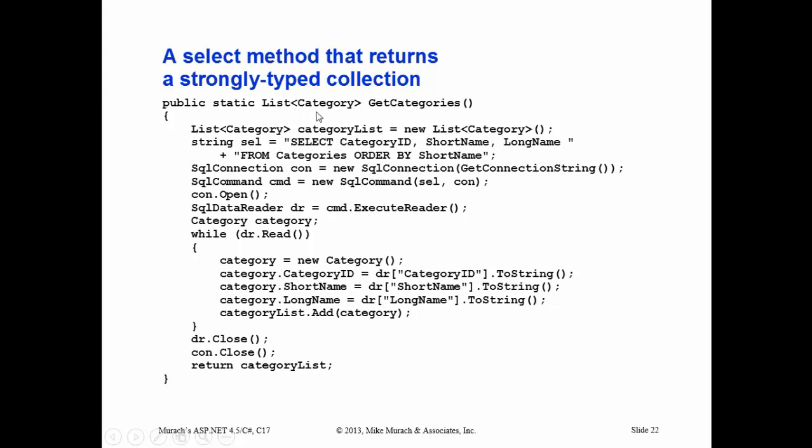This could be a list of strings, it could be a list of ints, but in this case, it's a list of categories. So it's a collection, which is the proper term in .NET, a collection of categories that will get returned. So when we create this category list, it's a collection of categories. Then we can return that. It's a proper data type to be returned to a data object method.